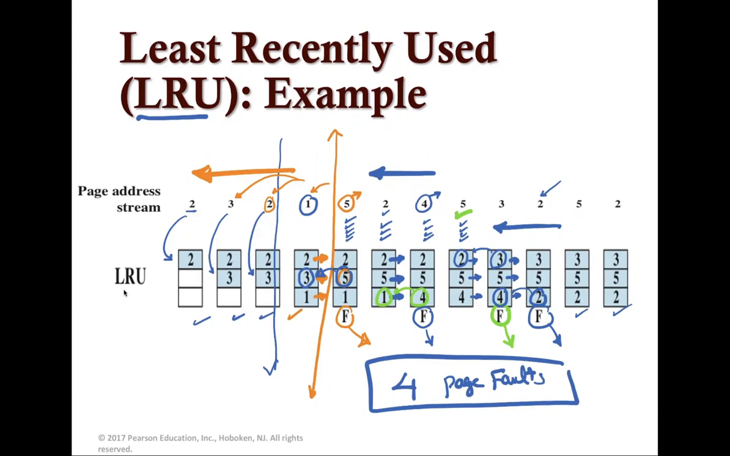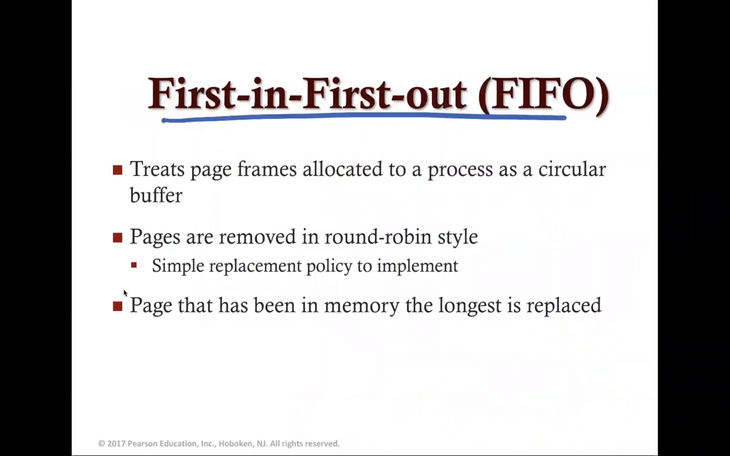Now let's move ahead and compare this to the third replacement strategy, which is first in, first out. The first in, first out policy treats the page frames allocated to a process as a circular buffer, and pages are removed in a round robin style. All that is required is just a pointer that circles through the page frames of the process. This is therefore one of the simplest page replacement policies to implement.